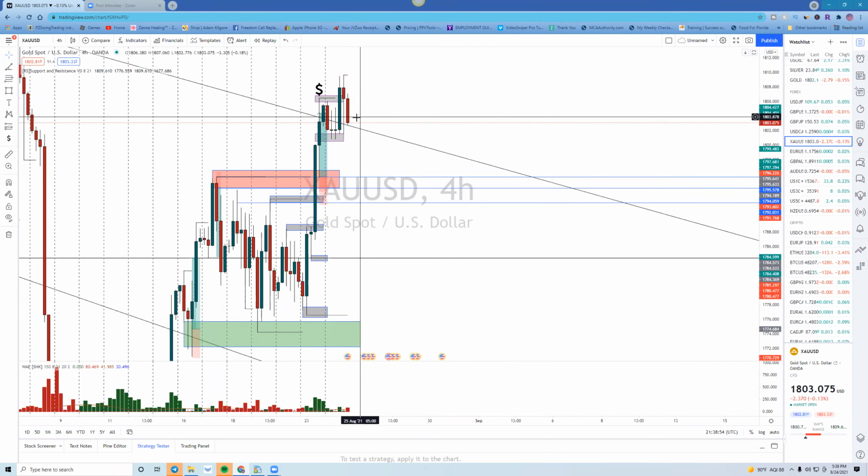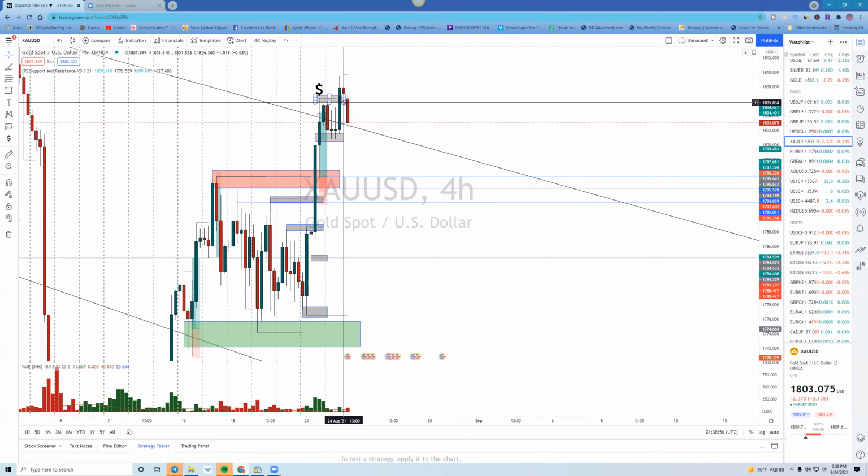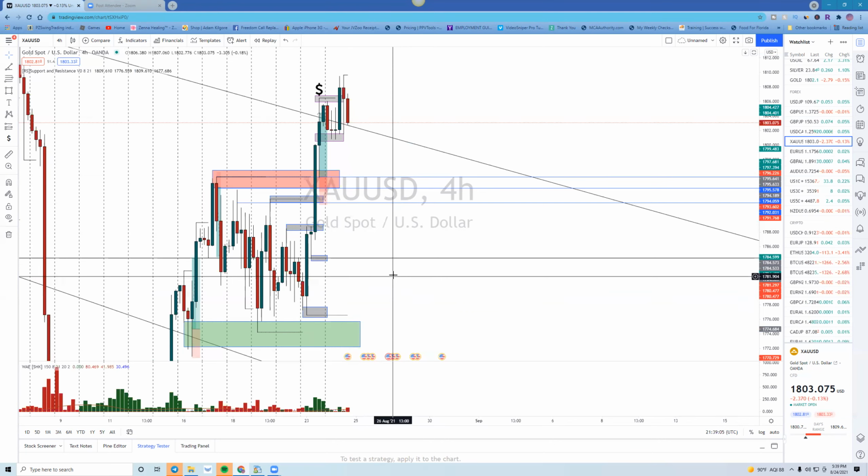So that's something I've seen you guys talking about, liquidity a lot, and it's a really nice way of understanding why levels get broken, you know, sort of like the fake out.